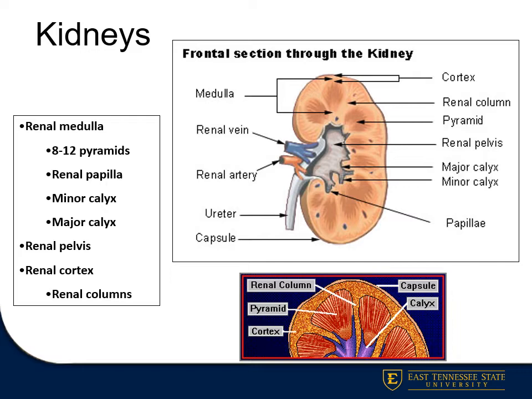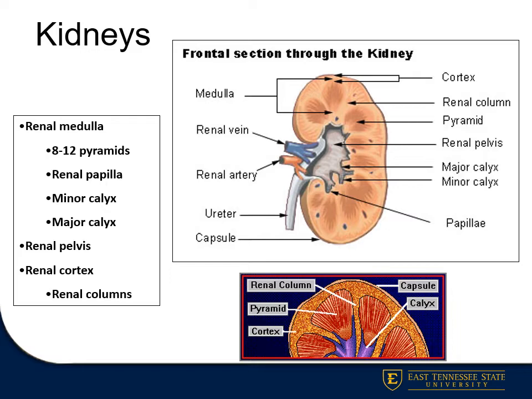So there's the cortex. The cortex contains these renal columns, which are diving down and separating the renal pyramids in the renal medulla. And then deep to the cortex is the renal medulla, which consists of 8 to 12 pyramids, and you can see these depicted here. They look just like pyramids. The tip of the pyramid is what's called the renal papilla, and so all of that is producing urine.